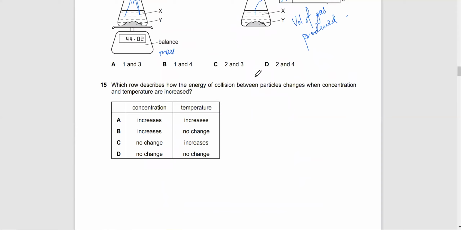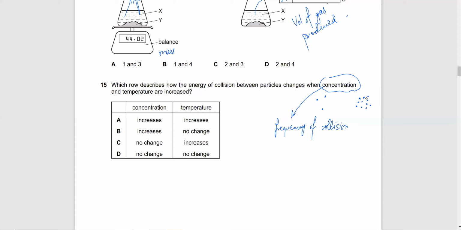Which row describes how the energy of collision between particles changes when concentration and temperature increase? Remember, I told you two things affect the rate of reaction with concentration. One is the frequency of collisions. If you increase concentration, what you're simply doing is that first the particles are far apart, but now they are very close together and very concentrated. So only the frequency of collisions increases. They bounce off each other more frequently, but nothing happens to the speed of collisions.